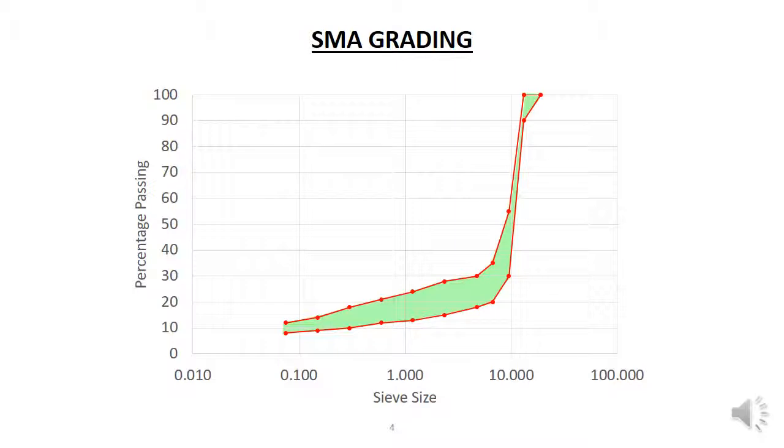So this curve shows an aggregate with a high proportion of coarse particles, hardly any coarse sand, and quite a bit of fine aggregate. As mentioned, the support of the coarse particles is largely provided by having more binder in the mix, which fills in the voids.